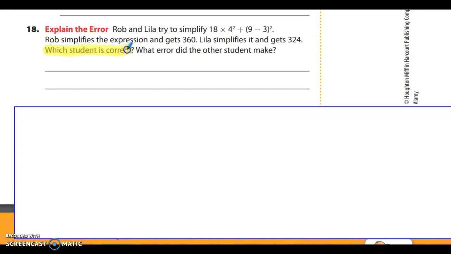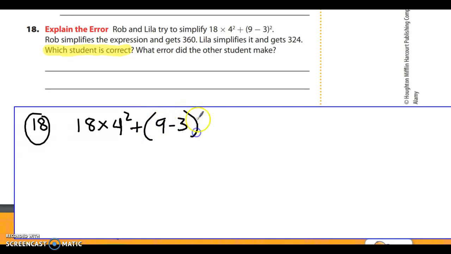So in order to figure out which student is correct, we really have to do this problem. That's why I chose this one. We have to do this problem. So let's check it out. Number 18. I'm going to try and go nice and slow on this one. It's 18 times 4 squared plus 9 minus 3 squared.